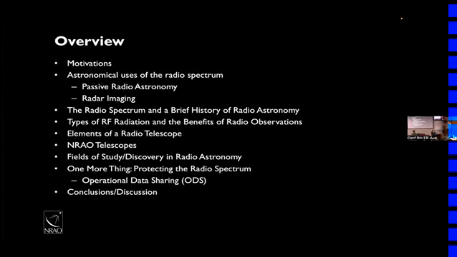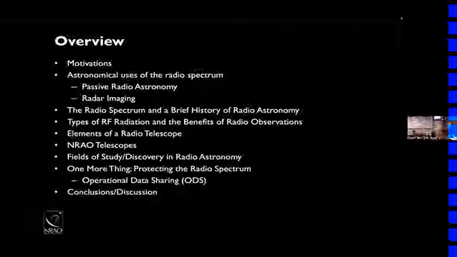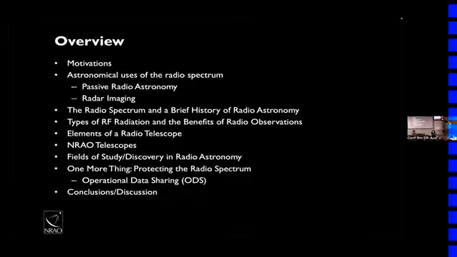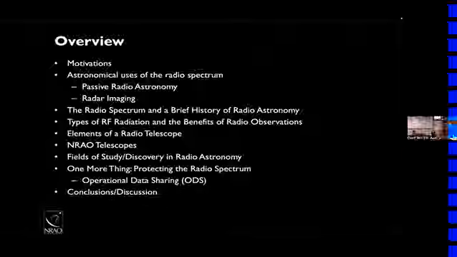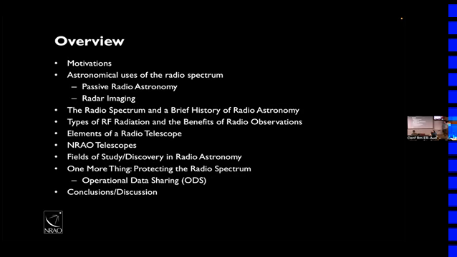I want to talk a little bit about the radio spectrum and a brief history of radio astronomy, which has its origins in some places you may not expect. Talk about types of radio frequency radiation and unique benefits of using radio waves to study the universe. And then we'll get into some details, talk a little bit about how a radio telescope works, various pieces and parts of a radio telescope, which look a lot like the satellite radio dishes.